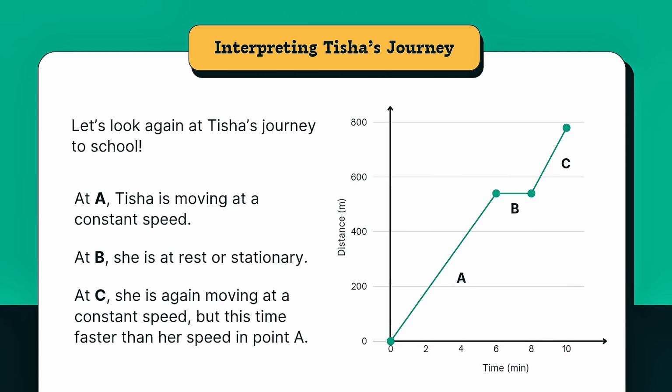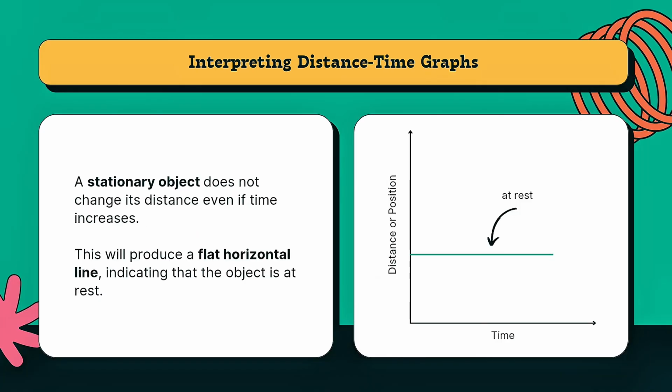And what does that mean? Exactly. Tisha is standing still. A horizontal line on a distance time graph represents an object at rest or stationary. Basically, the graph is saying, yep, they are busy gossiping.